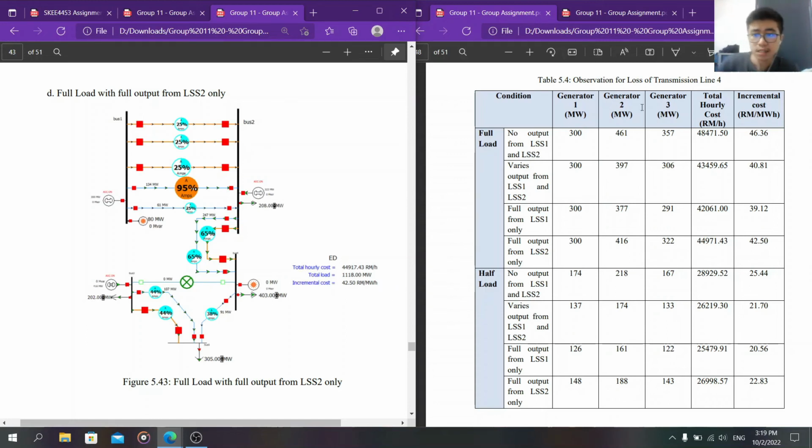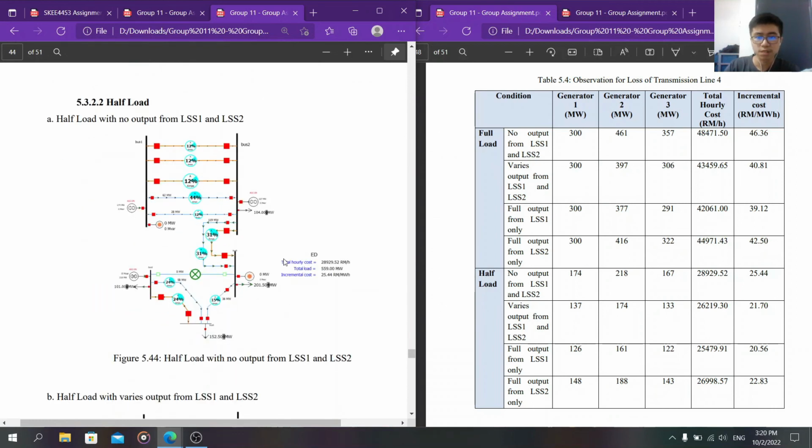As you can see, the total hourly cost and incremental cost are the highest when there is no output from LSS1 and LSS2. For the rest, when LSS1 and LSS2 are involved, the cost for both is reduced compared to no output from LSS1 and LSS2. This is because LSS1 and LSS2 act as generators, which is solar energy, which will reduce the cost.